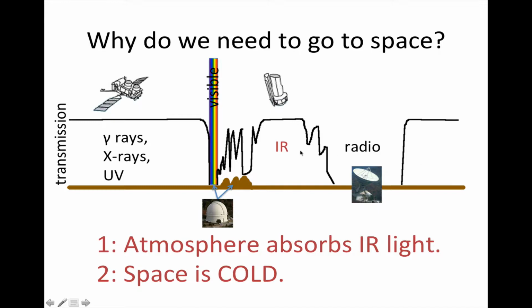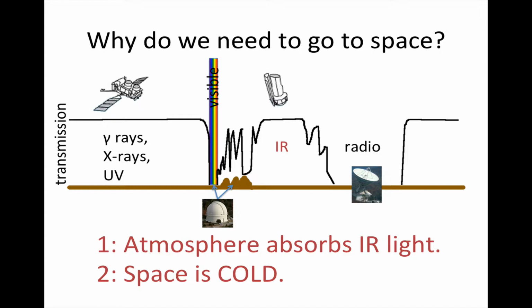It blocks a lot of the wavelengths, but if you pick your wavelength exactly right and you go to a very high, very dry site like Mauna Kea in Hawaii, you can observe in some wavelengths of infrared. But in order to do the mid or the far infrared, you don't have a choice. You have to go to space. And the radio, of course, makes it all the way down to the ground, and you can observe in the radio from the ground. So that's the main reason why you have to go to space to do infrared astronomy: the atmosphere absorbs infrared light. The other reason is that space itself is cold.